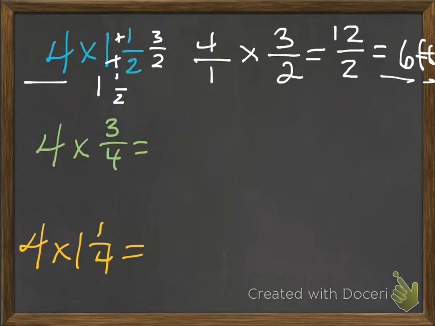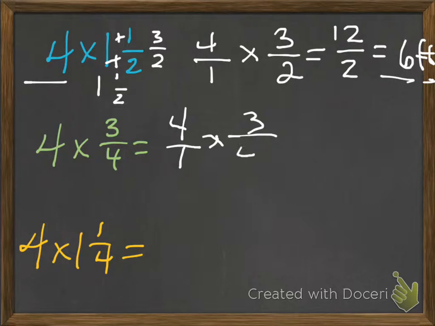So when we multiplied times a mixed number, our answer became bigger. Now let's see what happens when we multiply times a fraction. 4 times 3/4. So I'm going to put my 4 over 1 again, times 3/4.